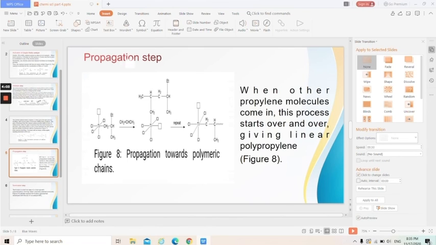The next step is the propagation step. When other propylene molecules come in, this process starts over and over again, giving linear polypropylene, as shown in Figure 8. Figure 8 shows the propagation towards the polymeric chain.